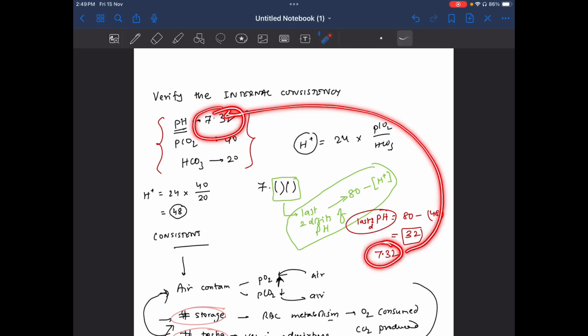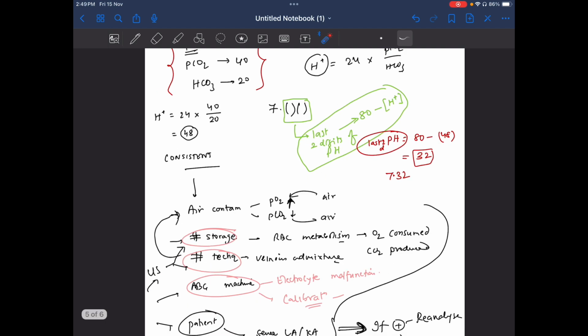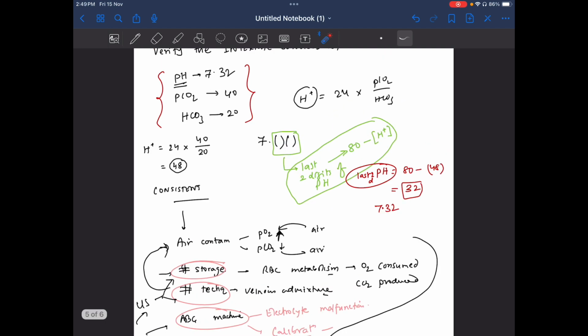This value, does this match with this? Yes, it does match. It does match with 7.32. So this is an internally consistent value. I mean, the internal consistency of this is completely verified. Now, the next thing we're going to see is, if an ABG is consistent, then we can go ahead.